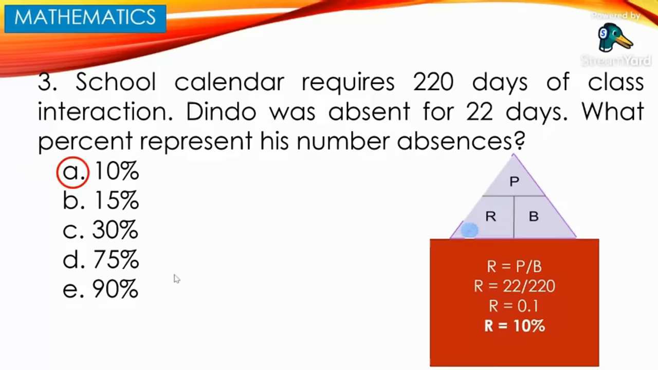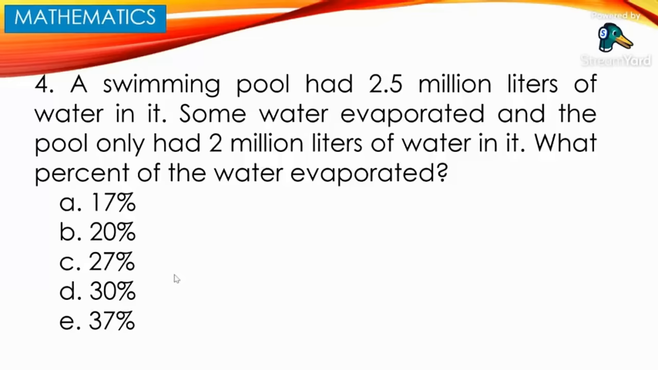Okay, let's have another problem on percentage. A swimming pool had 2.5 million liters of water in it. Some water evaporated and the pool only had 2 million liters of water in it. What percent of the water evaporated?